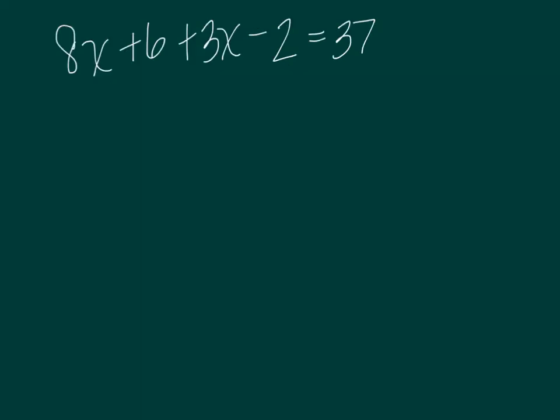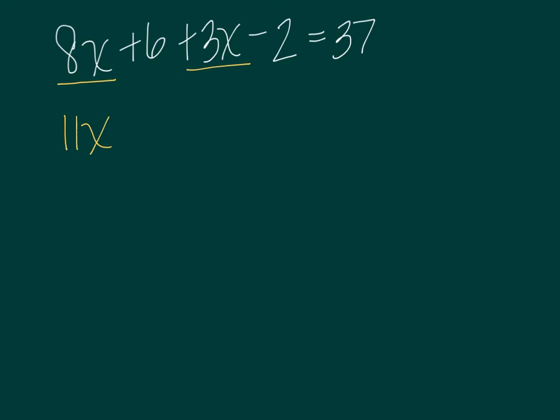Let's start with this first example of 8x plus 6 plus 3x minus 2 equals 37. So what we want to do is make these equations look like they did from 10.1. So we're going to combine our like terms together. I'm going to look for same variable and same exponent. So right away I see 8x and 3x are like terms, so I'm going to put them together. I'm just going to add them, so 8x plus 3x is going to be 11x.